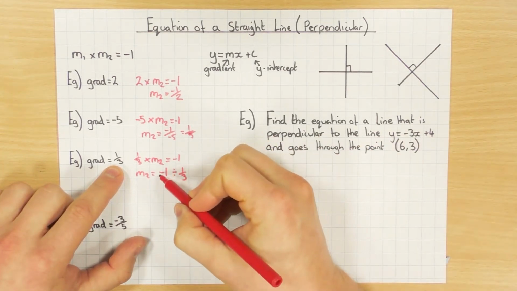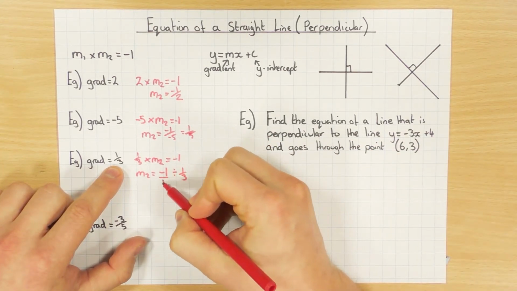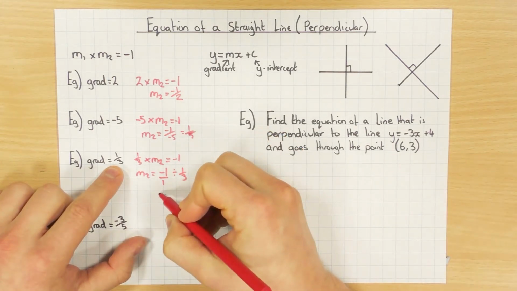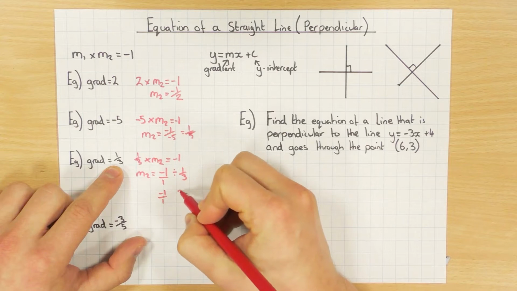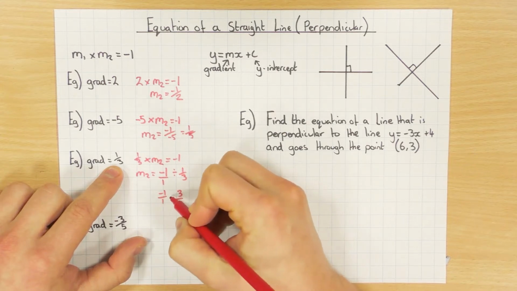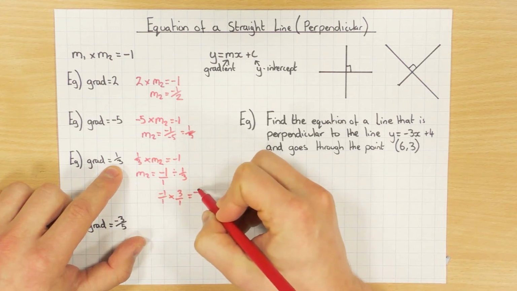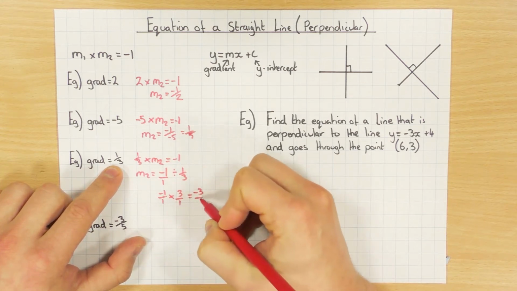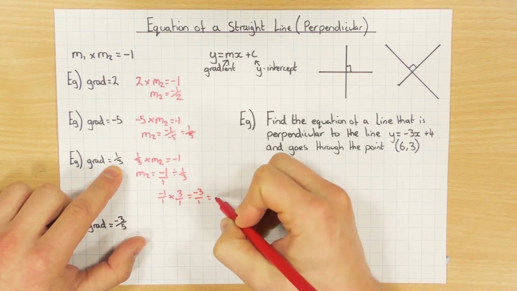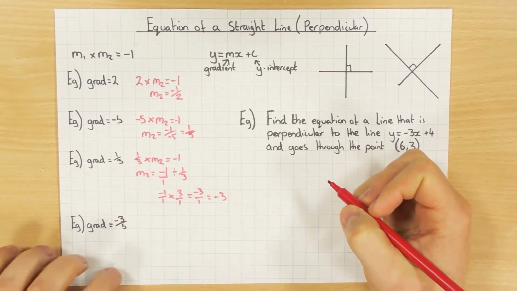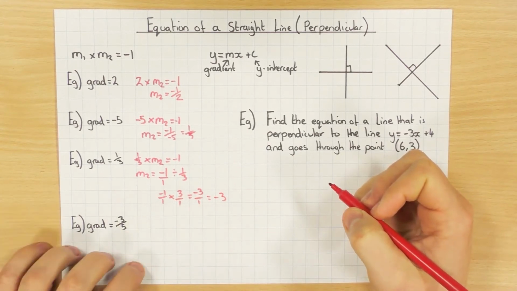But essentially we consider minus 1 to be a fraction by putting it over 1. And I'm going to do KFC. Keep the first one the same, flip the second one, and change the divide to a times. So minus 1 times 3 is minus 3. 1 times 1 is 1. And then minus 3 divided by 1 is obviously minus 3. Okay, so the perpendicular gradient will be minus 3.